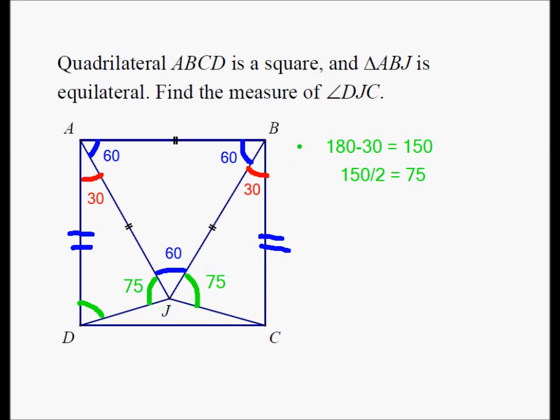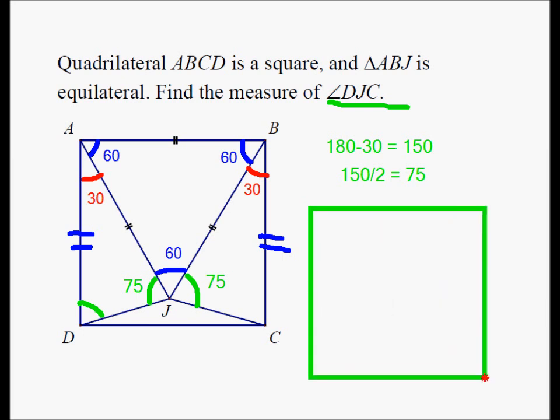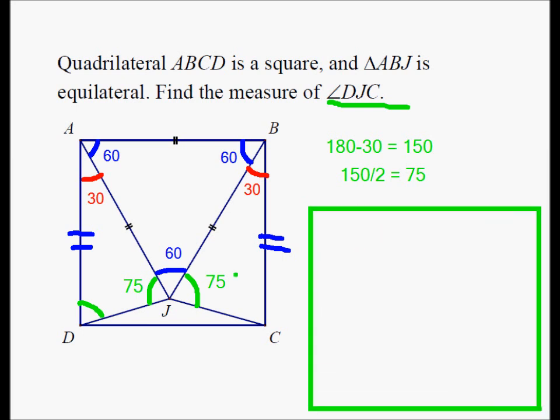Now I need to find the measure of angle DJC. And how do we do that? Let's do it in this box. How do I find the measure of angle DJC? Well, from 360, if we subtract 60 and then 75 and then 75, that'll do it.